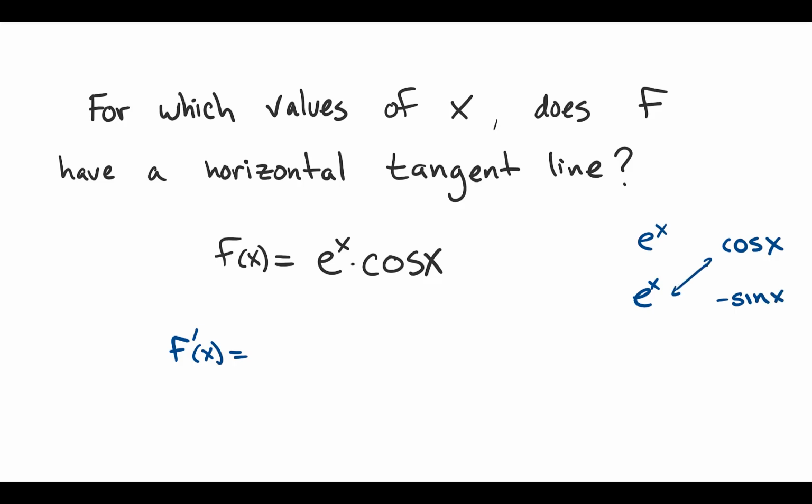So let's do this one first. Let's go e to the x cosine of x, and then we're going to add to it the negative sine x e to the x. So let's write it like this. Cool. We found the derivative.